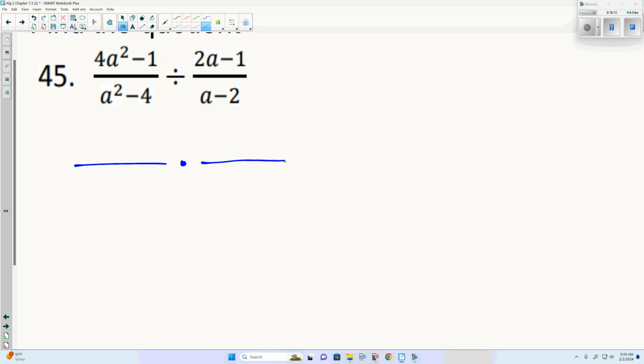Now, if we look at this one here, keep, change, flip. Keep the first one the same. 4a squared minus 1 over a squared minus 4. We're going to flip the second. A minus 2 is now on top. 2a minus 1 on bottom.